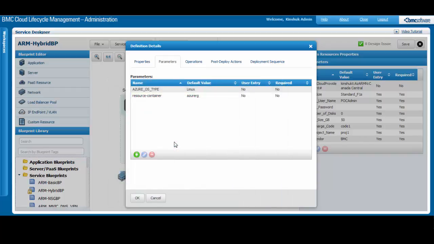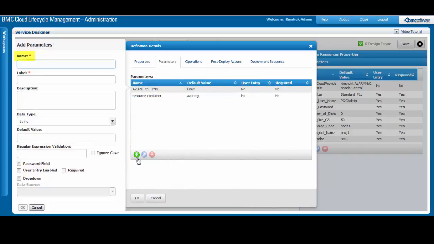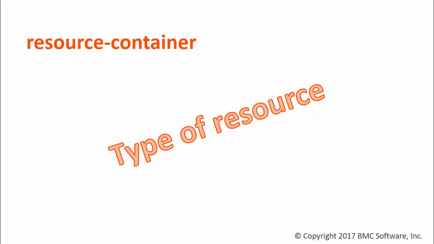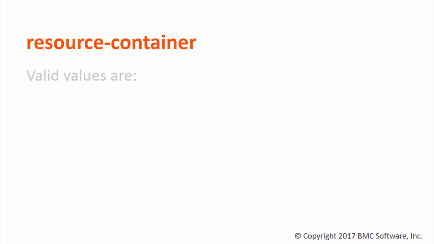To add one of these parameters, click the plus sign and enter the name and label. BMC also recommends that you enter a default value and not require users to enter this information on the service request form. The resource container parameter identifies the type of resource in which to place the provisioned service. You can enter any one of the following values.